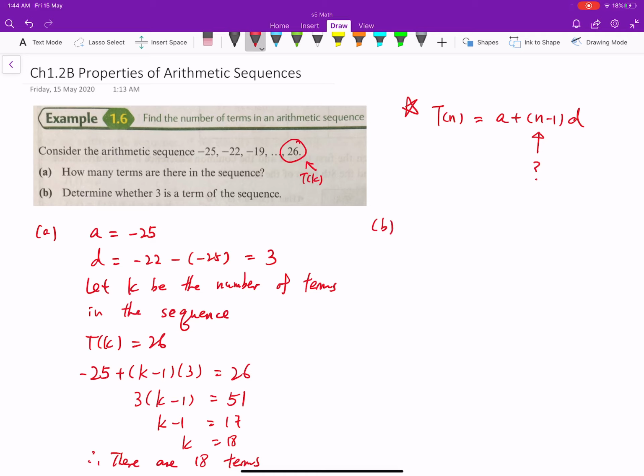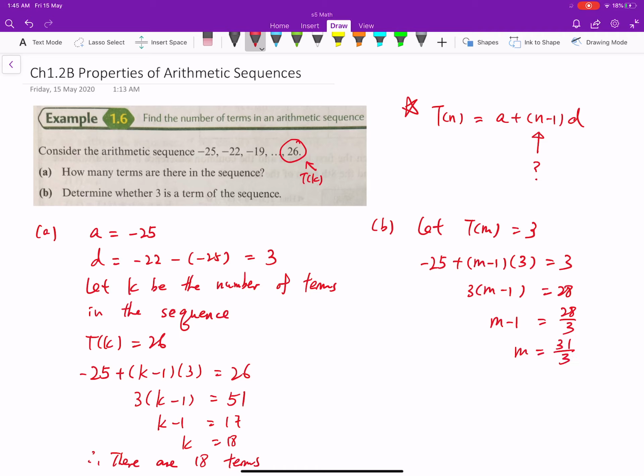And now we go to part B. Okay, determine whether 3 is a term. Then again, we use the same skill. We just try to find, okay, suppose there's a term Tm which is equal to 3, and then we see whether we can find the value of m. So again, a plus (m minus 1)d, and then it will be 3. So let's do the similar steps. So we get 28. So m minus 1 is 28 over 3. m is 31 over 3. So obviously, m is not a positive integer here.